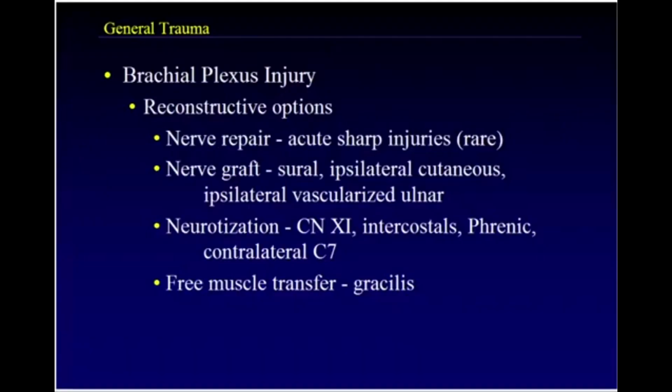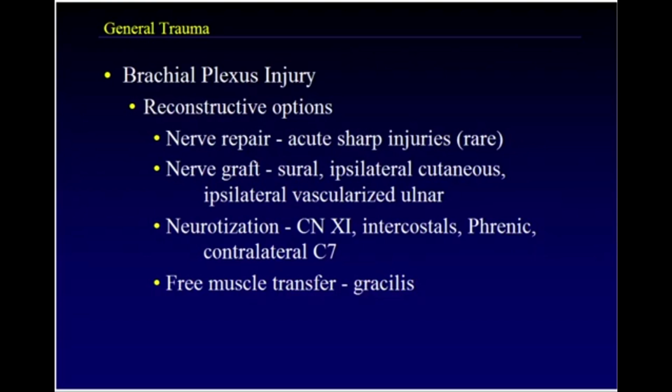The reconstructive options include direct repair of the nerves, which is rarely possible, but if you have a patient that has an acute penetrating trauma, it may be possible to do a direct nerve repair. More typically, you're going to need to do a nerve graft. These are the various sources for graft you can use: a sural nerve, the ipsilateral cutaneous nerves, or an ipsilateral vascularized ulnar nerve, again, because we're not anticipating significant return of ulnar intrinsic function.